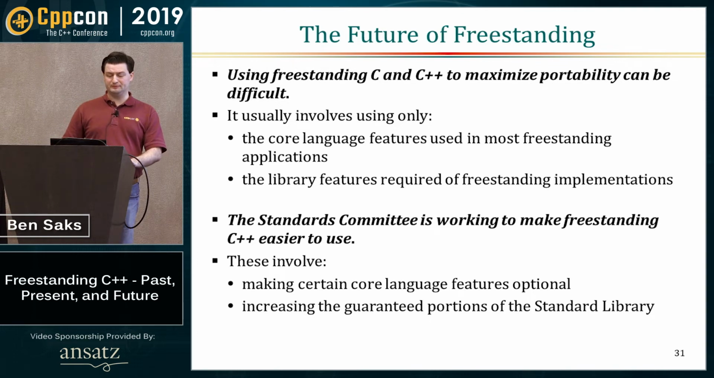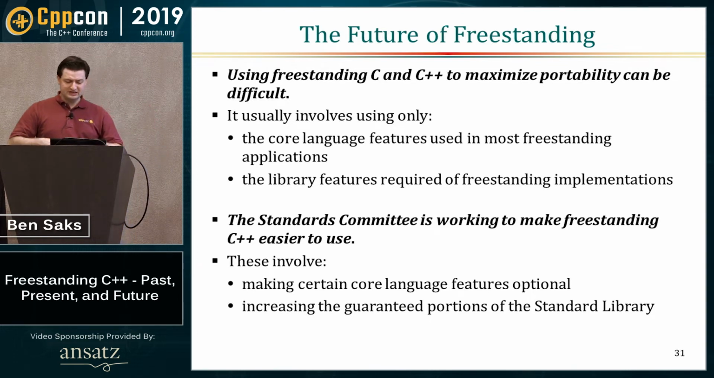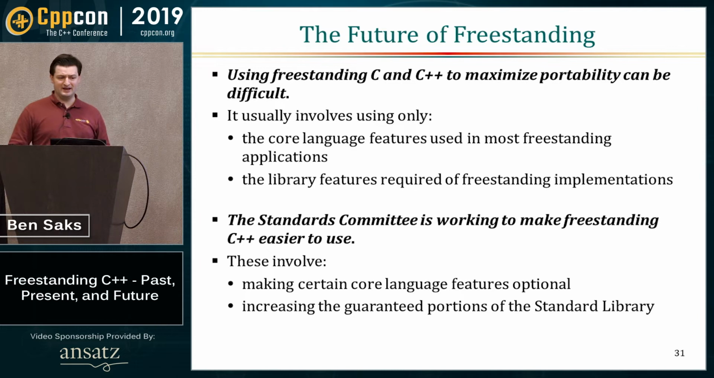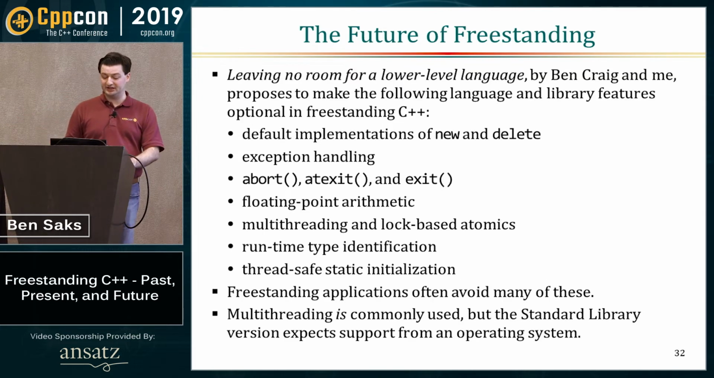So we've looked at some of the difficulties that you might have in trying to write code that is designed to be portable to freestanding environments, because you need to stay away from both the library features that you're not guaranteed to have in a freestanding environment, and also the core language features that freestanding environments tend to avoid. Now, there is work being done on the standards committee to try and simplify this picture a little bit and make your lives a little bit easier if you were trying to do that. And so there are proposals that would involve making certain core language features optional, as well as guaranteeing more portions of the standard library in freestanding implementations.